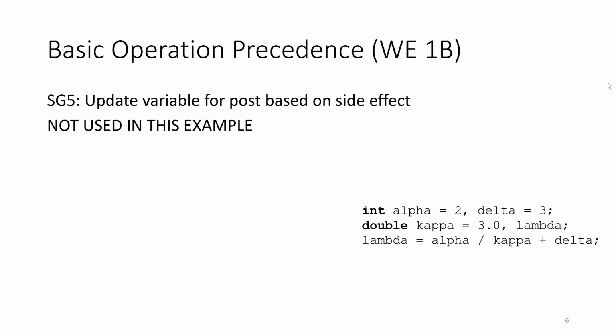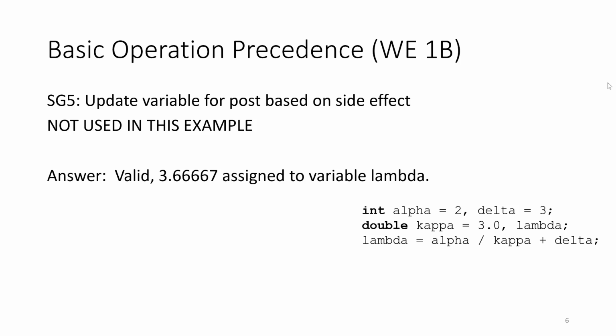Subgoal 5 is not used in this example. So the answer to the problem would be that the statement is valid and 3.667 is then assigned into the variable lambda. That is the end of this worked example.